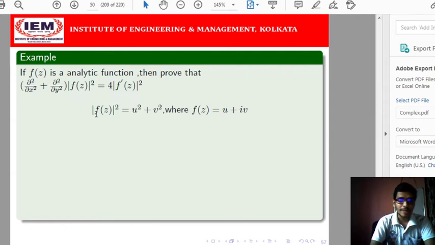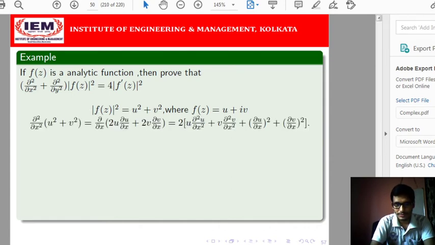We know that fz is u plus iv. So mod of fz is root over u square plus v square, and mod of fz whole square will be u square plus v square. So what will be del 2 del x2 of u square plus v square? That will be del x of this term. Del of this term is 2u del u del x plus 2v del v del x. We can use the chain rule here, which we studied in the first semester.